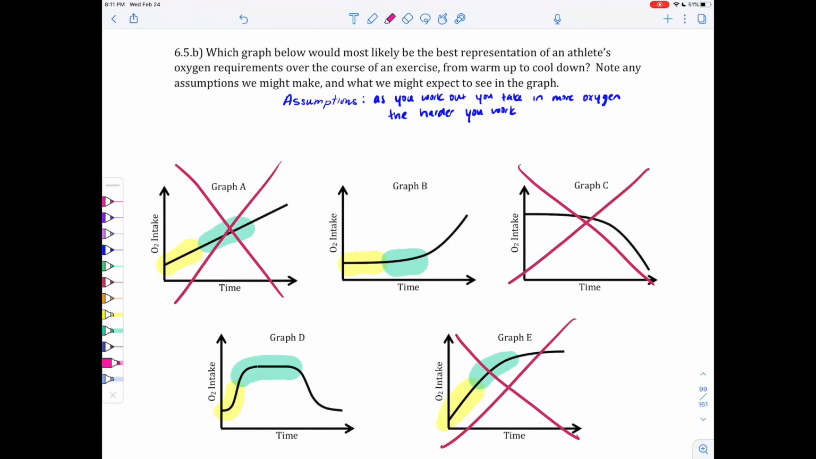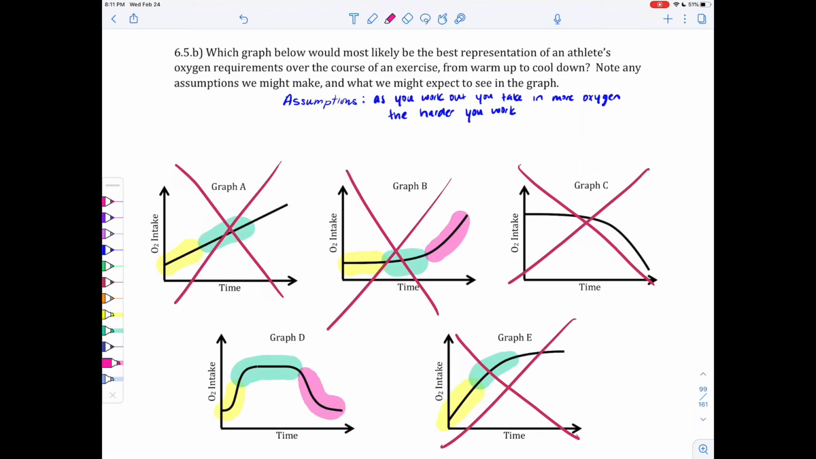The last portion of my workout is a cool down, right? I'm slowing how fast I'm working out, which means I'm also probably lowering my oxygen intake. I'm not breathing as heavily. I'm getting back to that normal pace. So my breathing and my oxygen intake should decrease. Looking at graph B here, I can see that it keeps increasing.